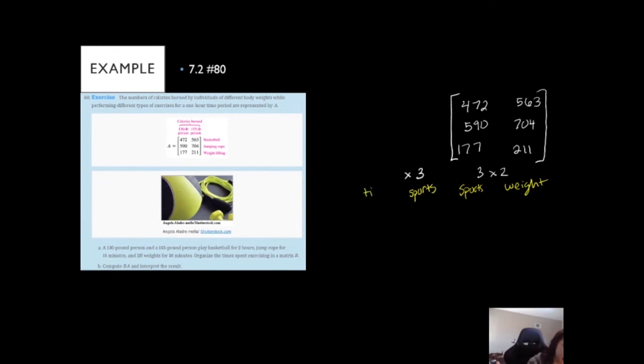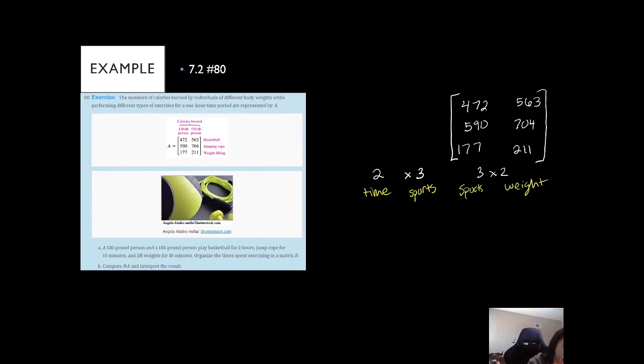And then that means the data they're giving us is the time, because in part A, it's giving us 2 hours, 15 minutes, 30 minutes. So time is going to be going across. And we've got 2 people, or 2 different weight categories. So it's going to be 2 by 3 multiplied by 3 by 2. And so our resulting matrix is going to be basically giving us total time for each weight category. We're going to have a 2 by 2 essentially.